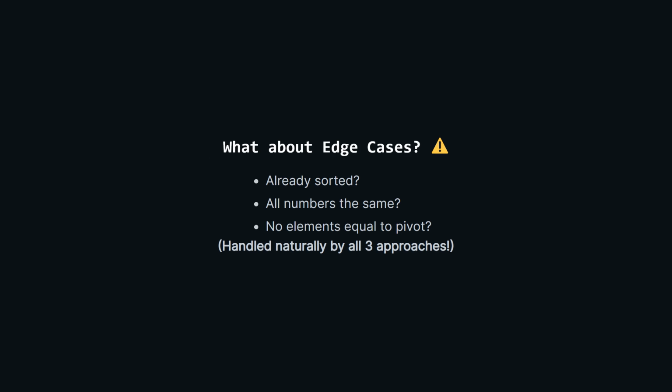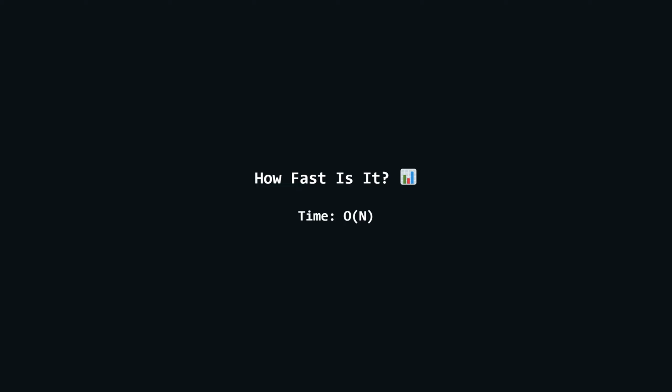A quick note on edge cases. If all the numbers are the same, or the array is already sorted, or missing the pivot entirely, all 3 of these methods handle it flawlessly without any extra checks. For time complexity, all 3 methods run in order n time since we only ever do a couple of linear passes through the items. The space complexity is also order n, because we have to create a brand new array to store our rearranged result. The auxiliary space for the pointers is just constant though.